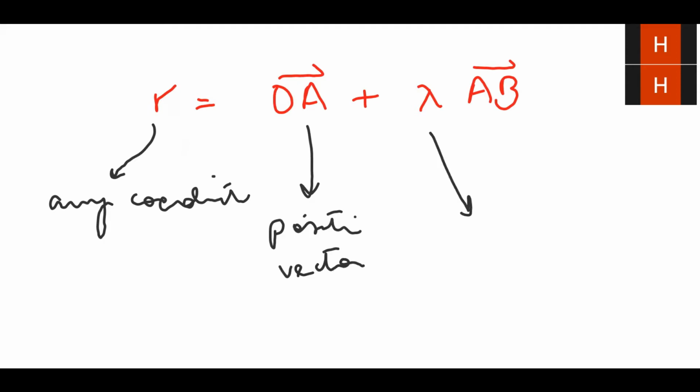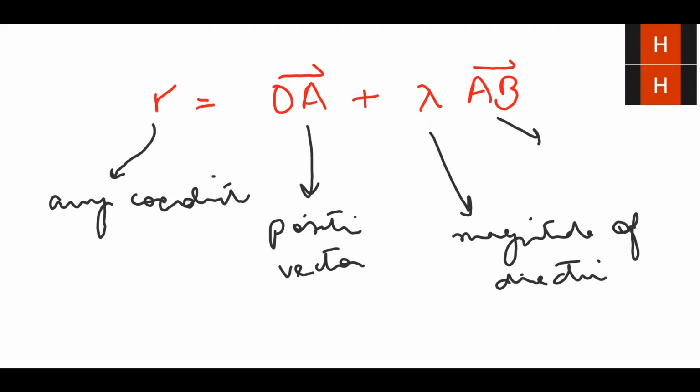This lambda is going to be the magnitude of your direction vector, which I'll just tell you how to find out the magnitude. And this AB would be your direction vector. Now this is the basic form, or the general form, of the 2D vector equation.